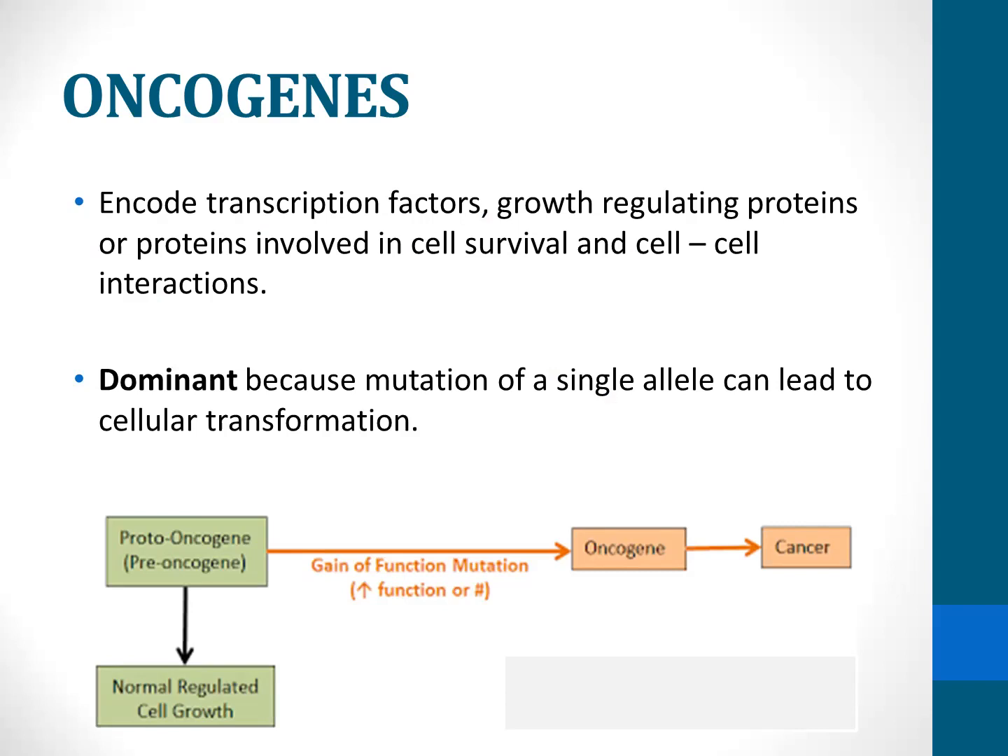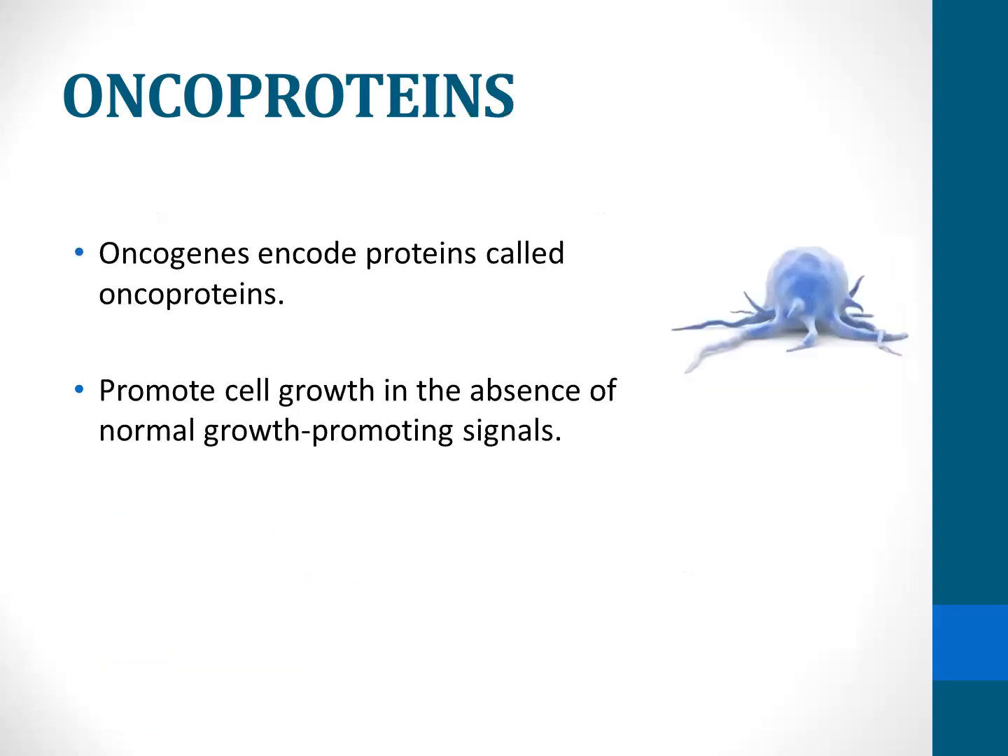Oncogenes are dominant because mutation of a single allele leads to transformation of that cell into a cancerous cell. A proto-oncogene, when it acquires a gain of function mutation, becomes an oncogene. An oncogene, even if a single allele is mutated, will have a dominant effect and lead to cancer. Oncoproteins are those proteins which are encoded by oncogenes. They promote cell growth in the absence of growth promoting signals.